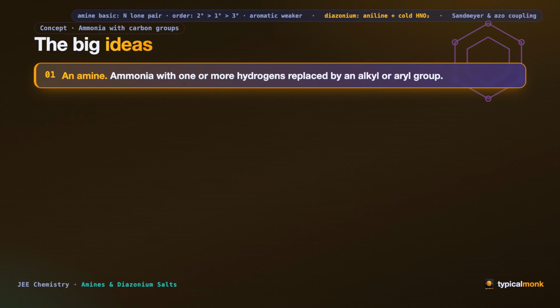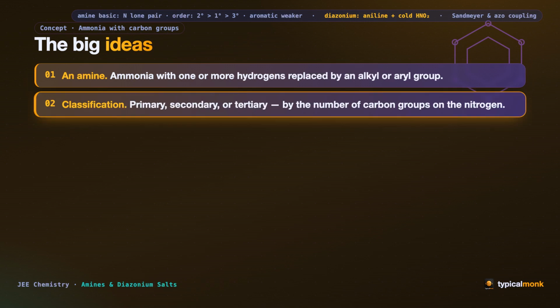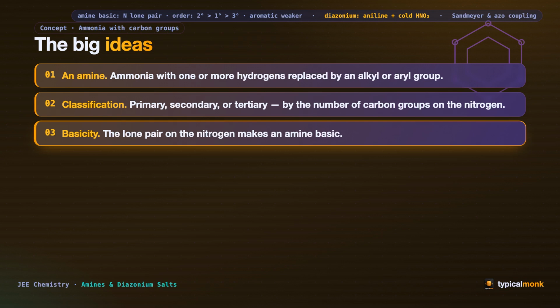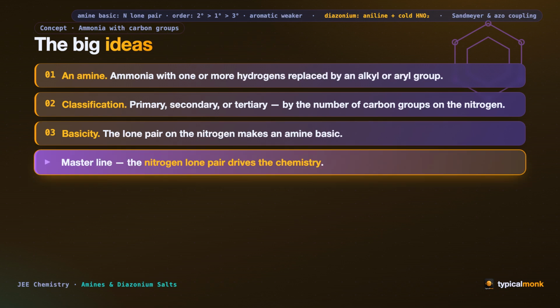An amine is ammonia with one or more of its hydrogens replaced by an alkyl or an aryl group. Classification: primary, secondary, or tertiary by the number of carbon groups on the nitrogen. Basicity: the lone pair on the nitrogen is what makes an amine basic. Master line: the nitrogen lone pair drives the whole of the chemistry.